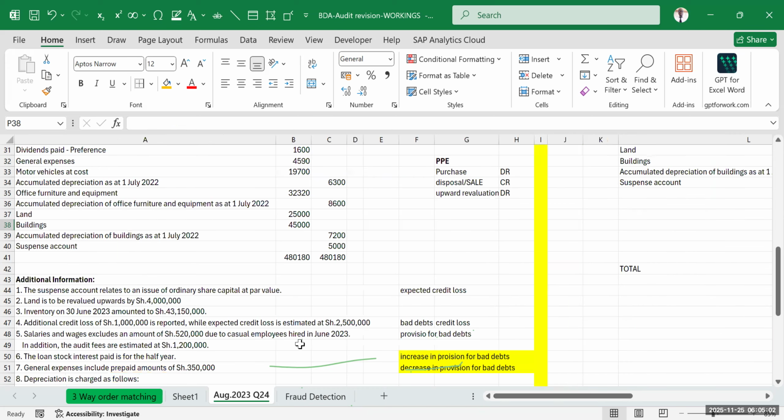So let's look at note 3. They're saying inventory on 30th of June amounted to 43,150. This is closing inventory, and they've given us an amount there. What adjustment are we doing to that closing inventory? Which account are we adjusting, and by how much?